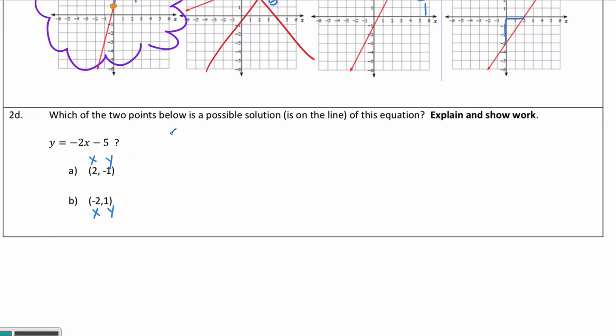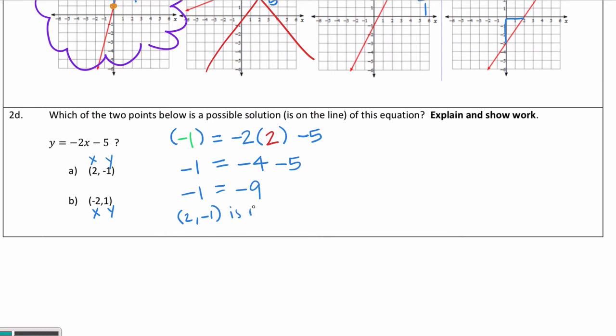Y equals, I'm going to put a blank where y is, y equals -2x, we'll put a blank there, minus 5. I'm going to see if this x value of 2 and this y value of -1 is going to make this true. So we've got -4 is -2 times 2, take away 5, doesn't make -1. If it does, then this must be a solution to that linear equation. -4 minus 5 is -9. That is not true. -1 is not equal to -9. So 2, -1 is not a solution.